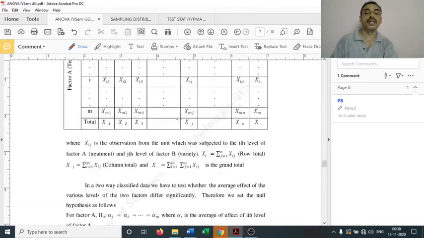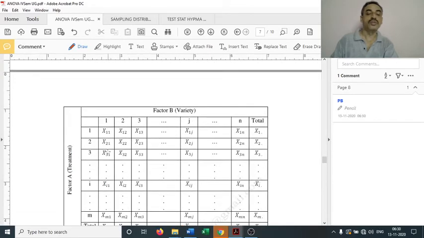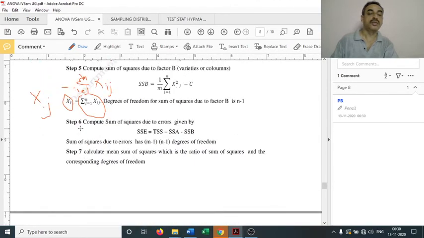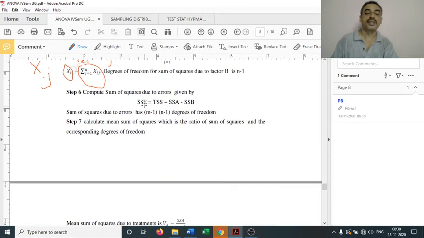In the table we can see that it is the column sum x11, x21, therefore the first index is getting changed and the second index will be the same for all the entries in the first column. That's why x dot j is the sum over i equal to 1 to m of xij. So x dot 1 will be the sum over i equal to 1 to m of xi1, and so on. After getting all these sums of squares, next we can find the sum of squares due to errors, that is SSE. SSE is obtained by subtracting SSA and SSB from TSS, and it has degrees of freedom m minus 1 into n minus 1.